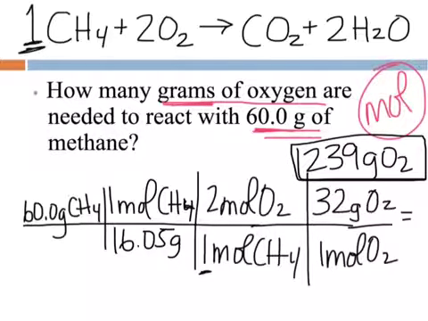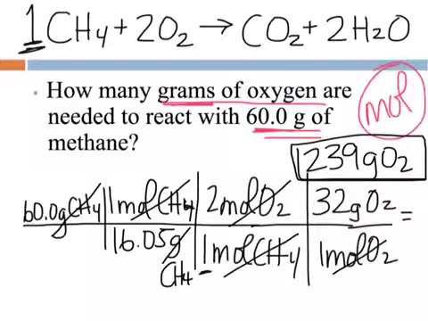You can go back and check to make sure everything canceled. Grams of CH4, I should have written that down there, cancels with grams of CH4, moles of CH4, moles of oxygen cancel, and I'm left with grams of oxygen, and that's exactly what my answer is going to be in.